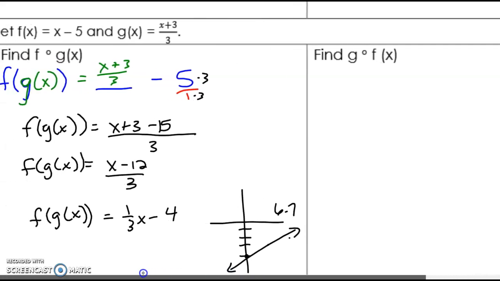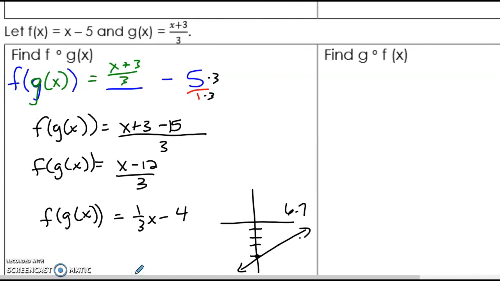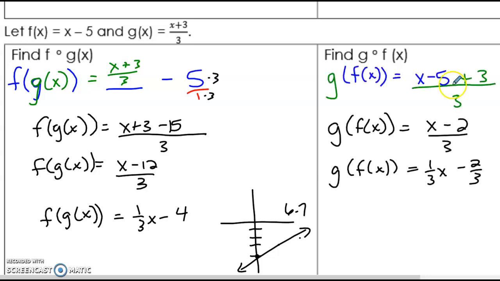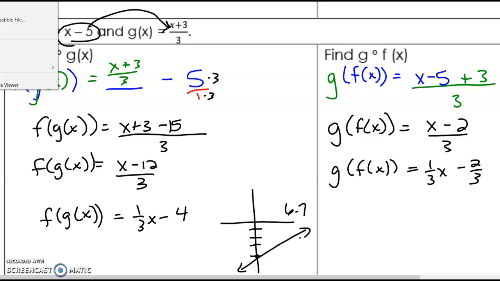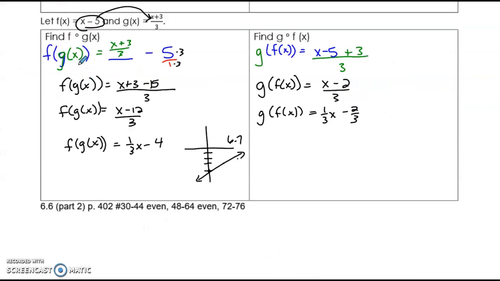And actually, I'm going to put the problem back up here. I want you guys to try g of f of x. So go ahead and pause your screen and try what g of f of x is. All right, so we're going to plug in our x minus 5 to the g of x equation. So we should get x minus 5 plus 3 all over 3. And then if you simplify, so again, you can just leave your answer as this. Next section, we'll move on to graphing, so we'll want to put our answer like that.